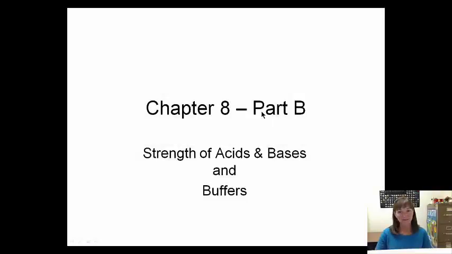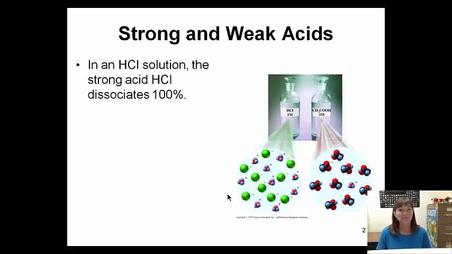Part B of Chapter 8, we're going to focus on the strengths of different acids and bases, and then we're going to finish off with talking about buffer solutions. So strong and weak acids. In a hydrochloric acid solution, the strong acid HCl dissociates 100%.